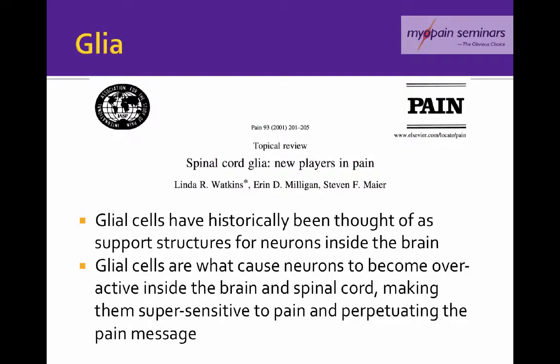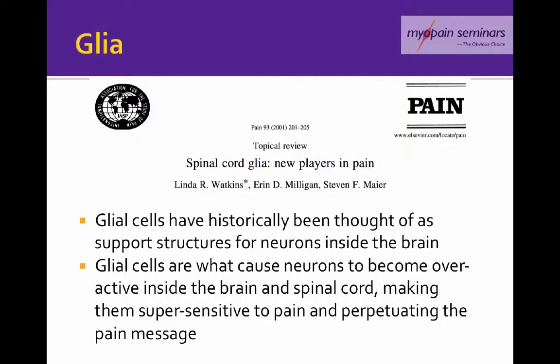In addition to bradykinin, glutamate, and serotonin, there are many other chemicals that all play a significant role in initiating and maintaining central sensitization. So just when you think you've got a grip on it, we are going to introduce something different, namely spinal cord glia, which in this article are sometimes called the new players in pain. Glia cells historically have been thought of as supporting cells of the brain, supporting structures for neurons.